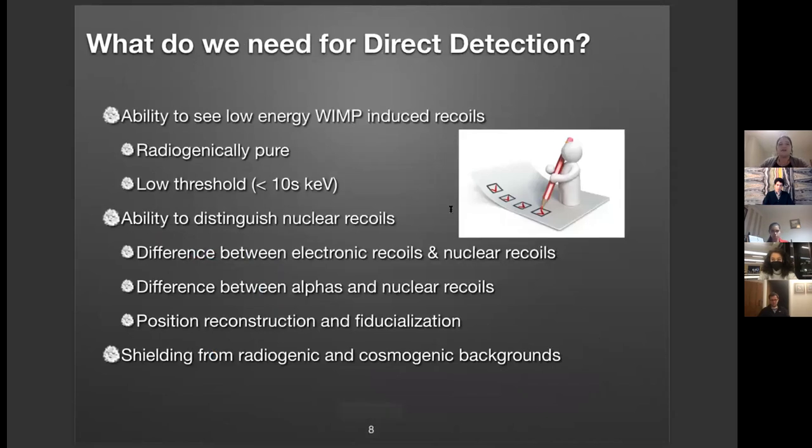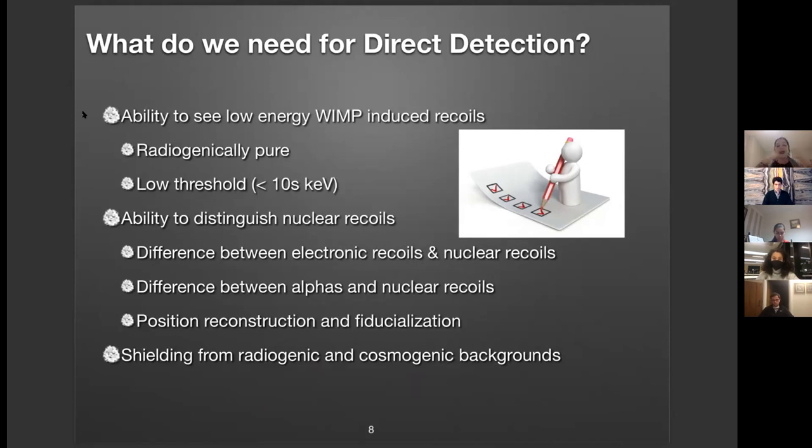So if you're gonna build a direct detector, what do you need? Well, you have to be able to see these low energy WIMP induced recoils, which means you want a really radiogenically pure detector, so there's not a lot of events going on in your background. You want it to have a low threshold. And here I've only written tens of keV, but in fact, now we're down much lower than that in energy. You want the ability to distinguish a nuclear recoil, which most of our dark matter models tell us to expect, from electronic recoils, which is where most of our backgrounds are, because electrons and gamma rays and even alpha particles are going to naturally interact with an electron because of their charges rather than in a nucleus. And again, seeing those alphas from radioactive decays from things like uranium and thorium that are just in all of our detectors versus a heavier nucleus of our detector material recoiling want to be different.